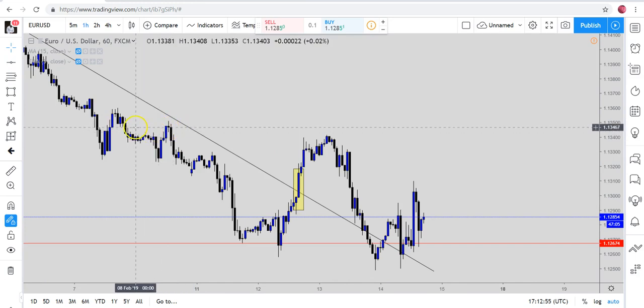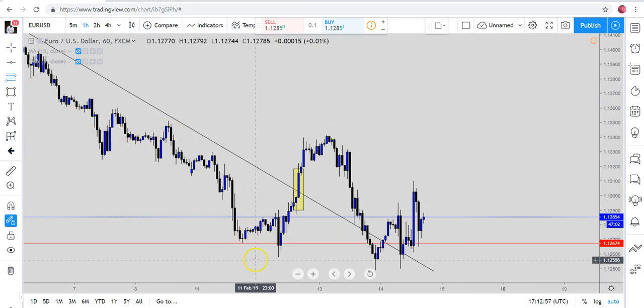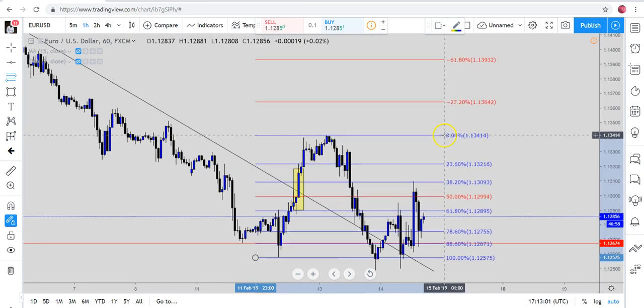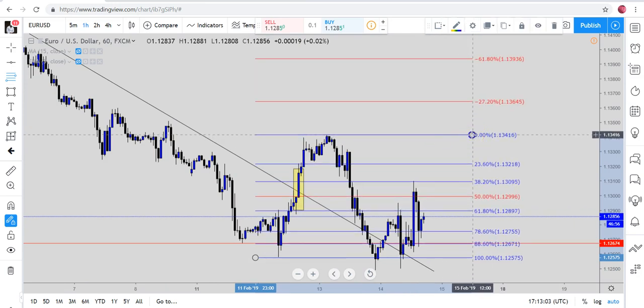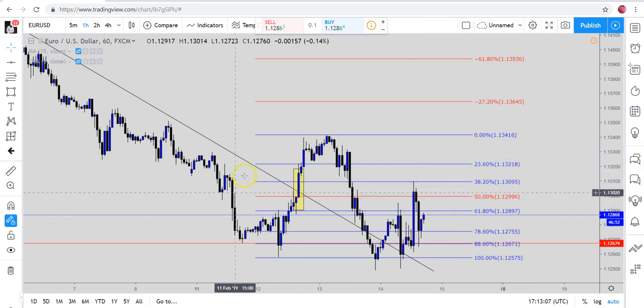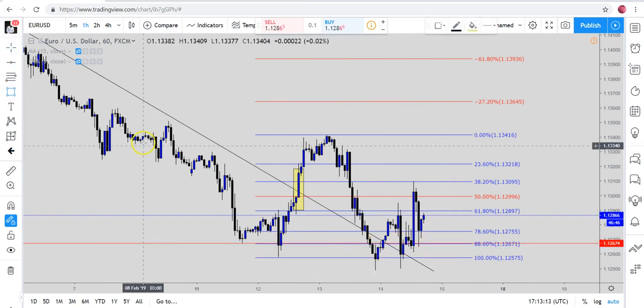Now, there's a couple things you can do. You could take your fibs and you can go from that lowest point up into that highest point and track this whole entire movement. Knowing that you have a trend line break, you would know in this whole area you're looking for buys overall.